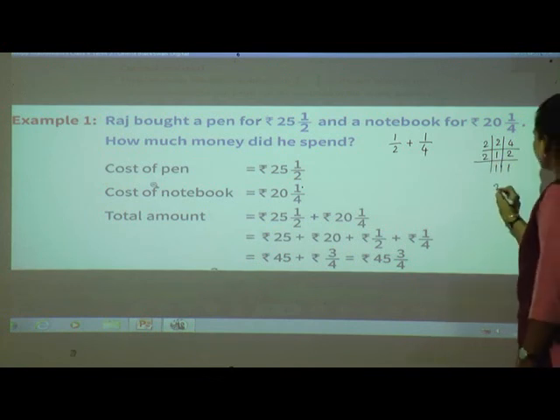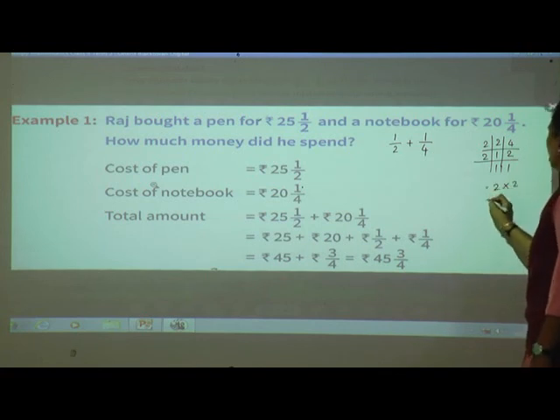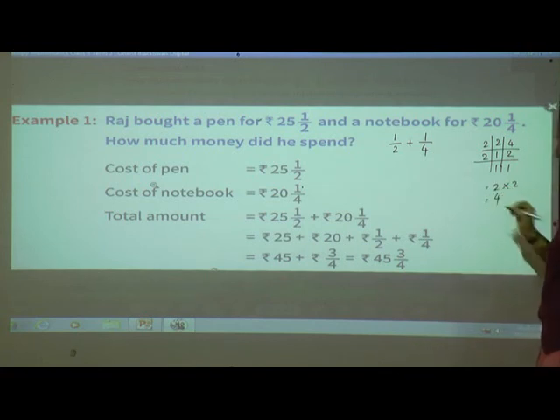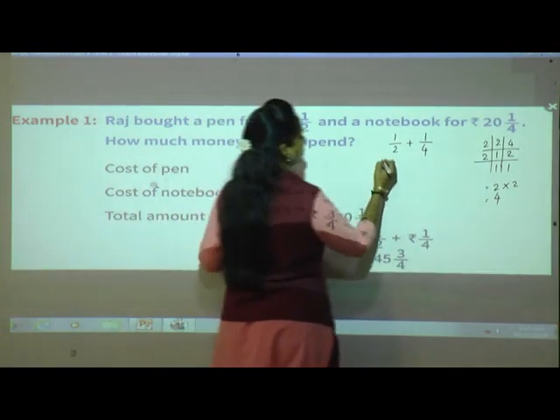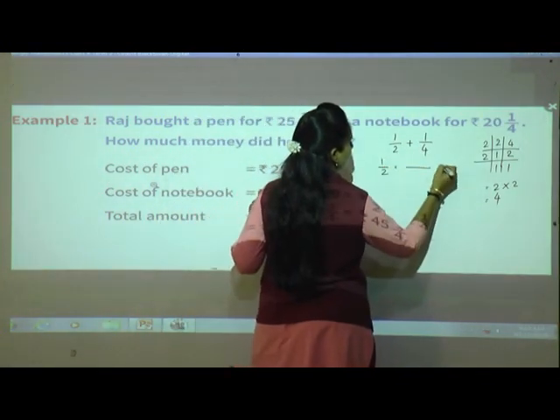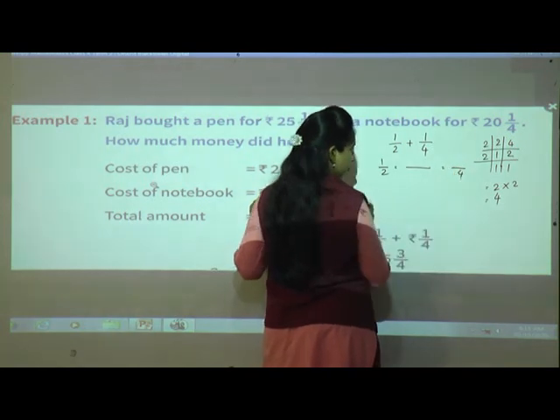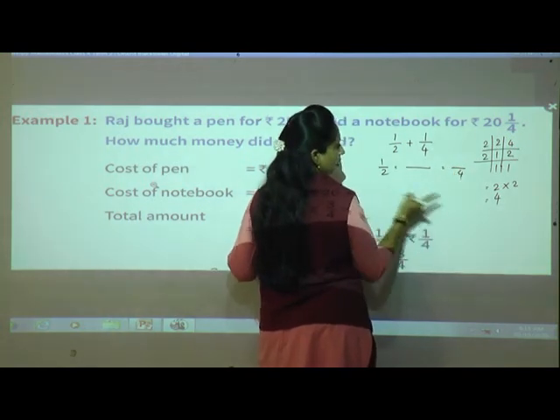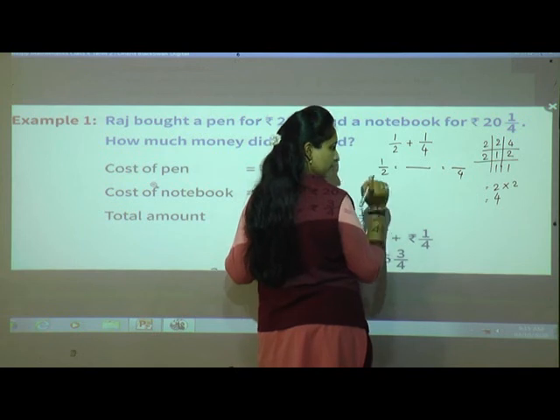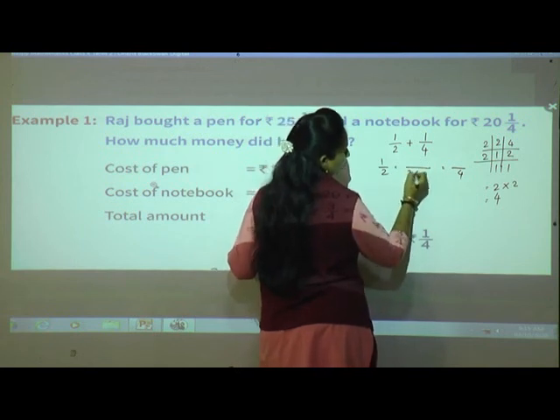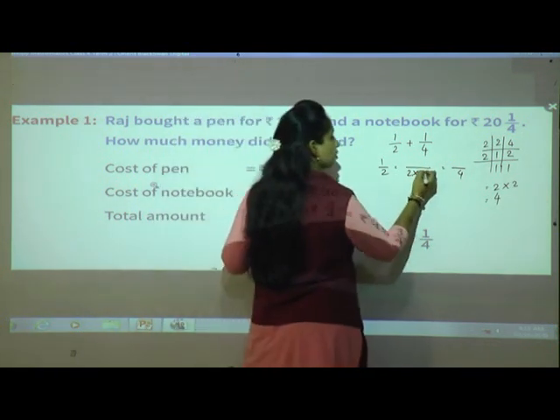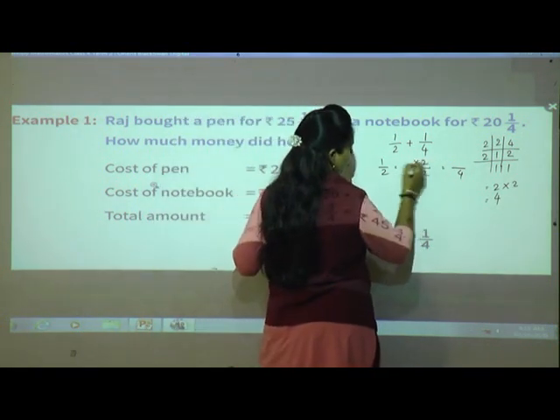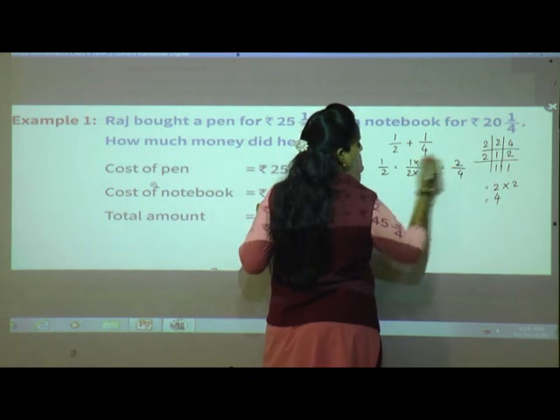So what are the multiples of 2 and 4? 2 2s are 4. Now first, 1 upon 2 is equal to, the denominator should come 4 because the LCM of 2 and 4 is 4. So what do we have to multiply with 2 to get 4? 2 2s are 4. So here also 2, so 1 times 2 is 2.